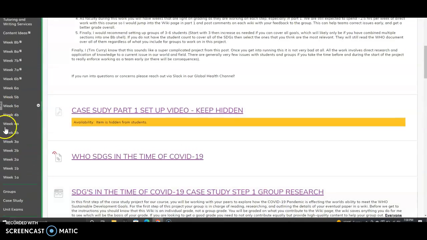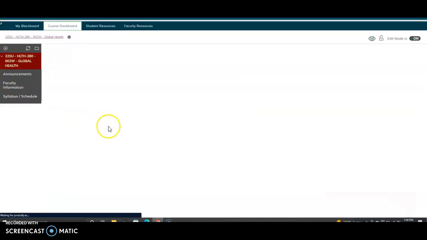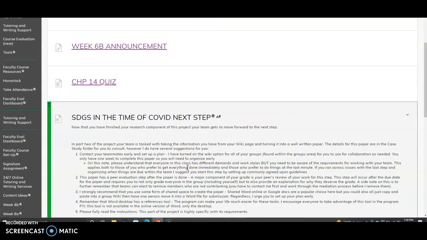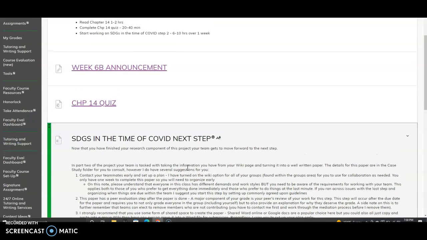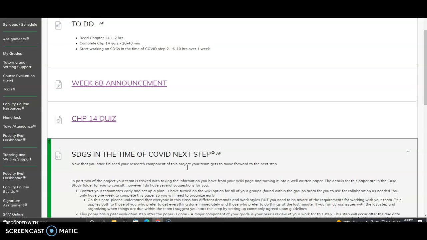The other part is chapter 14. So you don't have a ton of work this week other than to really go through the research that you've done with your group, tie it all together, and it should be succinct, it should flow well, it should be a very well-written piece of work. So this second step is the group research paper. The final third step that you'll be getting to later on is an individual paper.